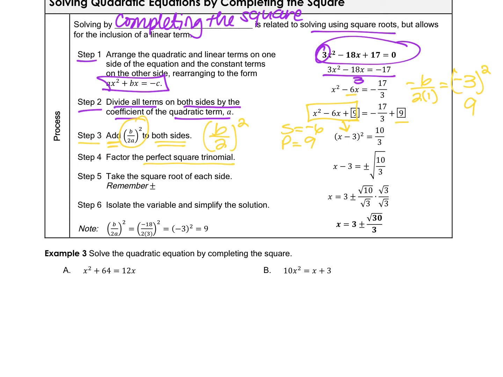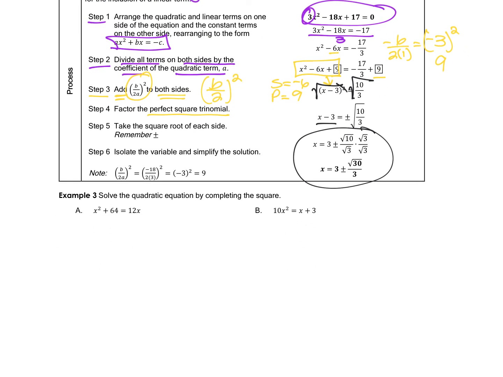Now we can use the square root method like we did on the front. Take the square root of both sides. That cancels out. You're left with x minus 3, plus and minus square root of 10 over 3. And then you have to simplify it like we were doing on the front. So this is called completing the square, because you're trying to factor it to a binomial squared.